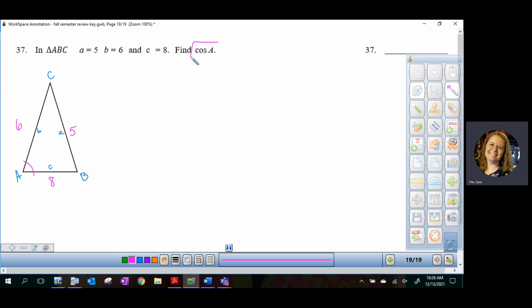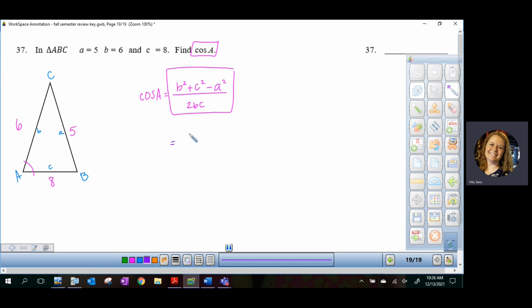Pay attention to what you're asked to find. It did not say find angle A, did it? It said find cosine of A. So this means at the end of this problem, we are not going to do inverse cosine. Y'all see that? Okay, so the formula, this is all we're going to do right here, because that is what cosine of A equals. We do not have to do that inverse cosine to get the actual angle.